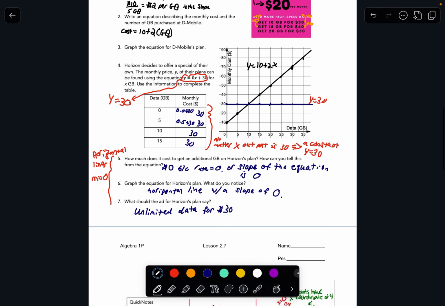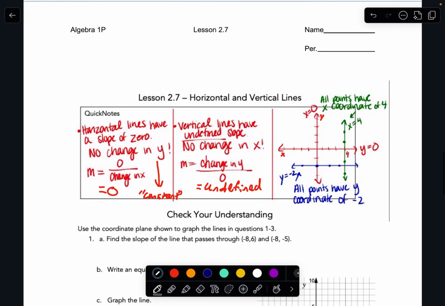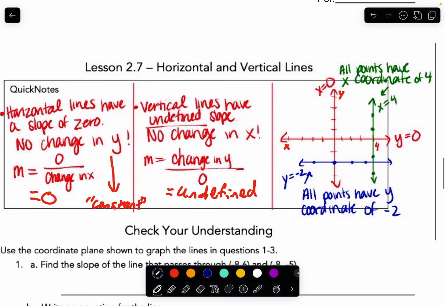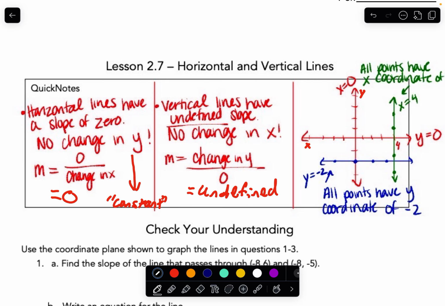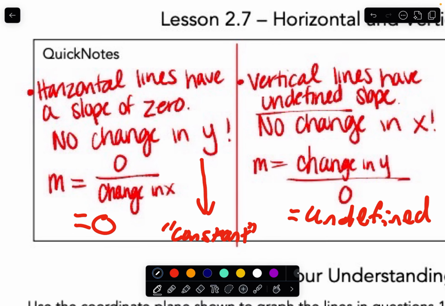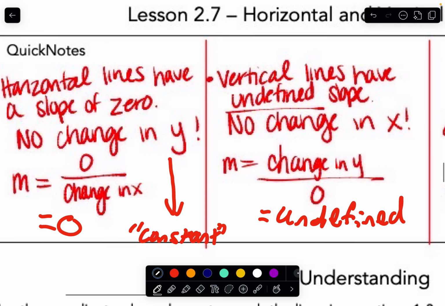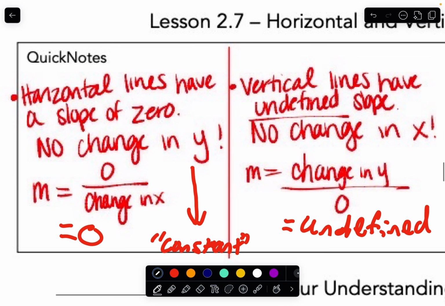Okay, so go ahead and write down the quick notes. I'll just blow it up. I don't know why I'm blowing it up. Here, I'll blow it up, hold it there for a sec, pause, and write that down.